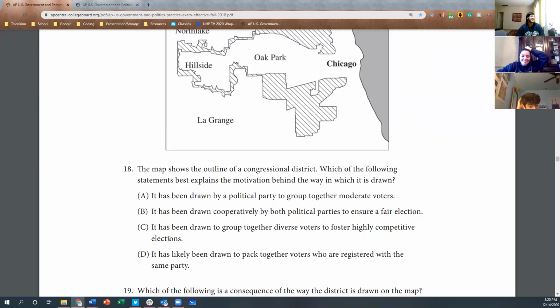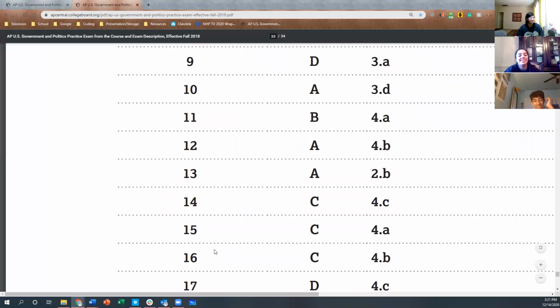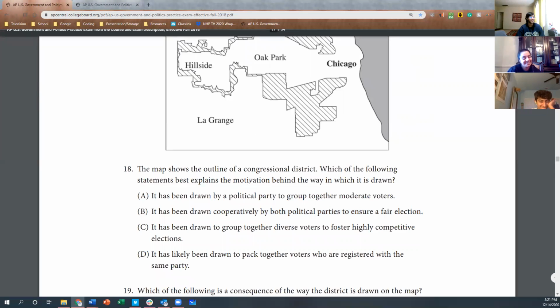Fair election. That's funny. Okay. It has been drawn together to group together diverse. No, this wouldn't be competitive. This would give them a clear advantage. Yeah, it's used to pack together voters. D. This was a very funny question, I think. No one wants a highly competitive election.